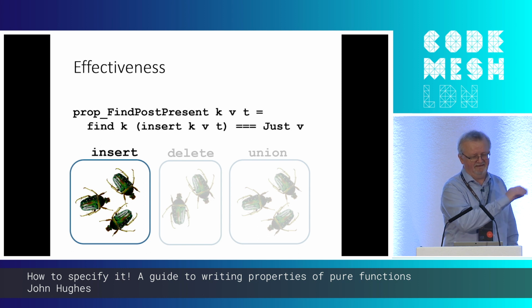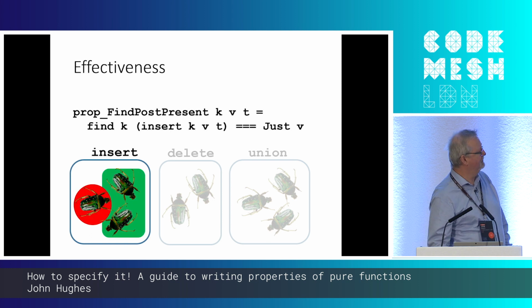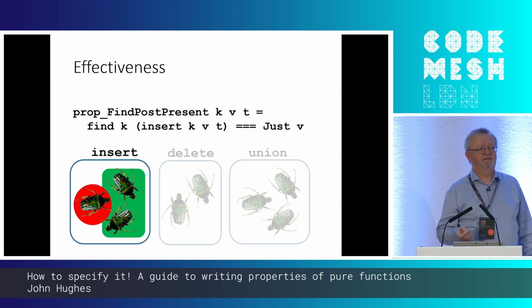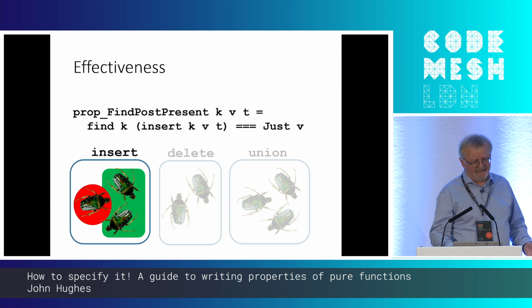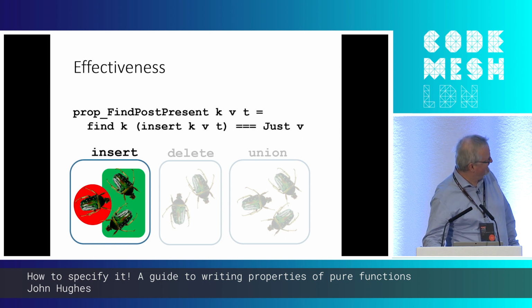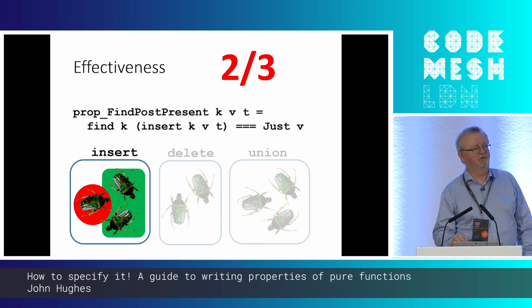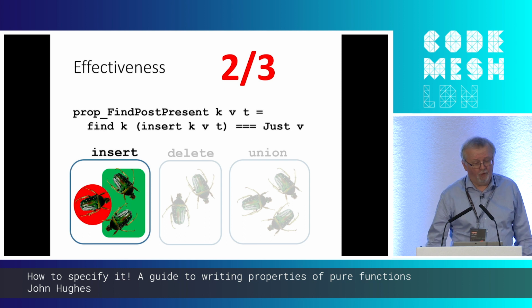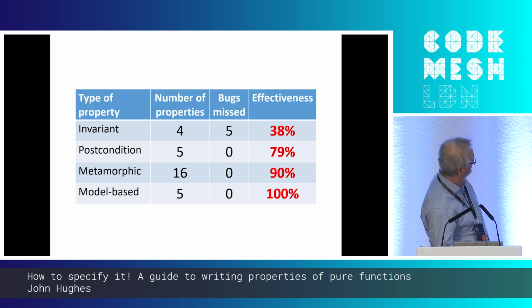How many does it find? It turns out that this property finds 2 of the bugs that I inserted, but the 3rd one cannot be found. It doesn't violate this postcondition, even though it does introduce a bug. So I'm going to say that the effectiveness of this property is that it finds 2 out of 3 possible bugs. And I did that for all of the properties I wrote. And here are the results.